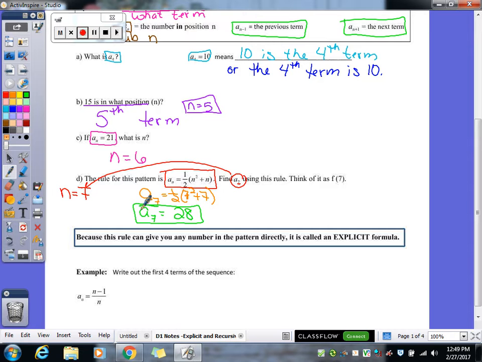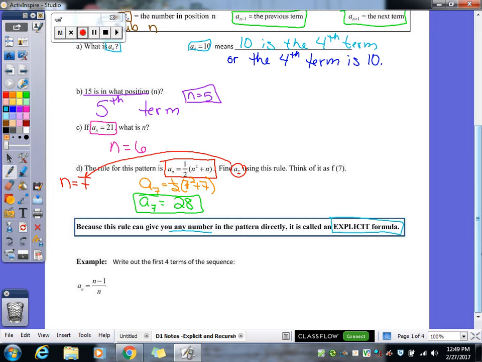Because this rule can give you any number in the pattern, we call this an explicit formula. If they wanted to know the 50th term, we could easily plug in 50 and figure out our 50th term. If they wanted to know the 23rd term, we could easily figure it out just by looking at the formula. That's why it's called an explicit formula: you can look at each individual term and find it on its own.